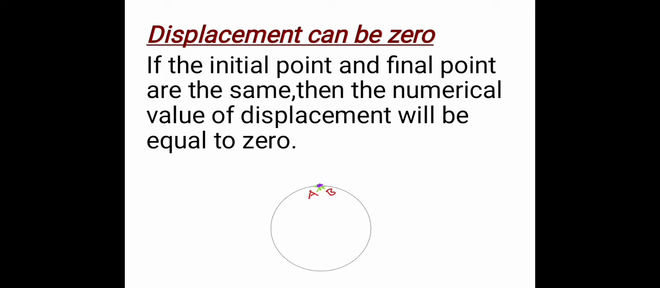So there is an example. Look at the picture. This is a circular path where the initial point A and the final point B are in the same point. So if a body moves from A and comes to B, that is, both are at the same point, then the displacement made by the body is equal to 0. So this is the condition where displacement made by the body can be 0. That is, when initial point and final point are the same, then the displacement made by the body will be equal to 0.